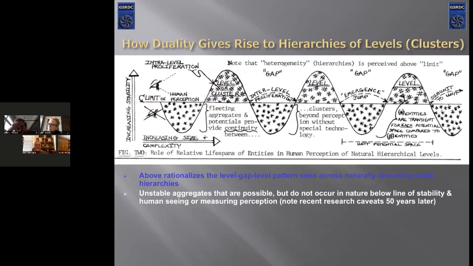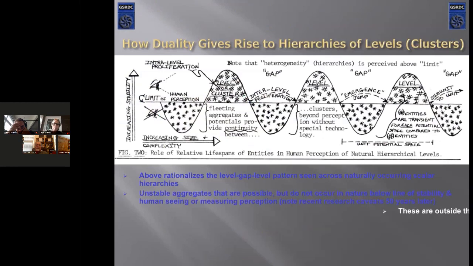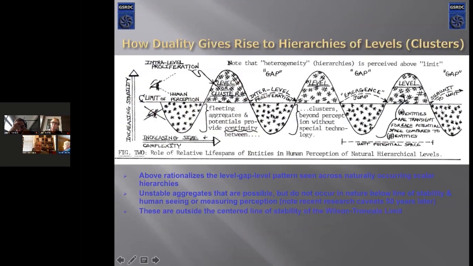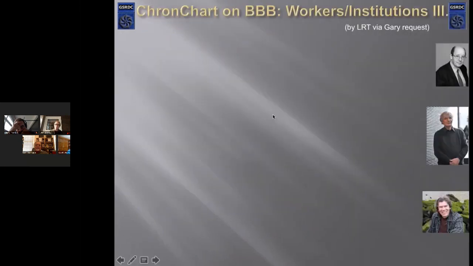And unstable aggregates are possible, but do not occur in nature below the line of stability, and so we don't see them and we can't measure them. So they're actually outside the center line of the Wilson-Troncale limit, which is about here. The complexity increases across here until things become unstable, and that's called the Wilson-Troncale limit.